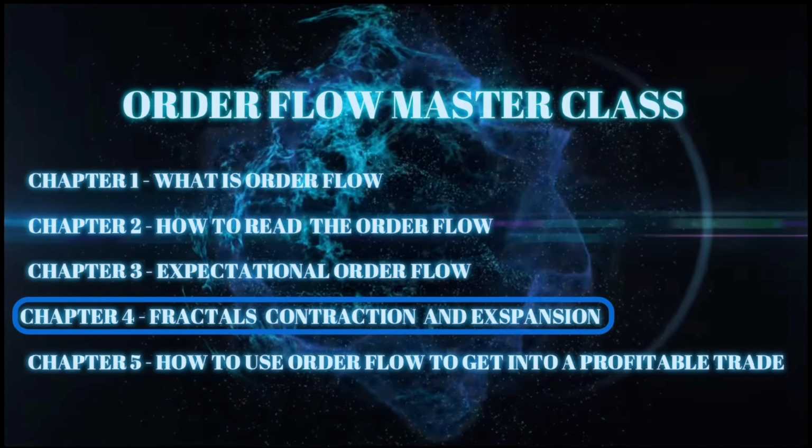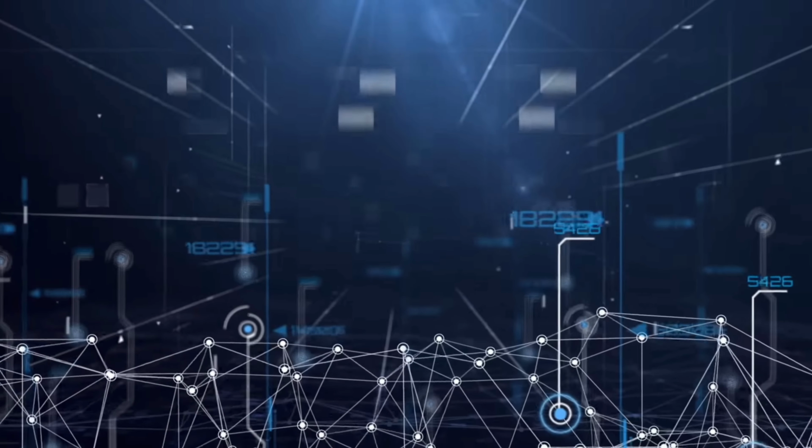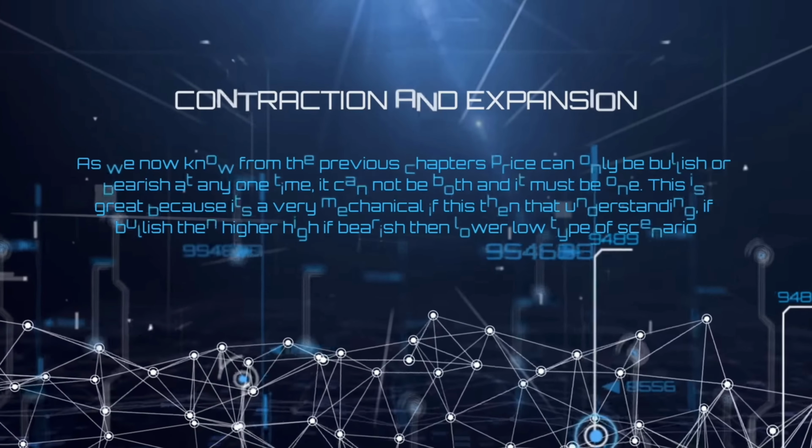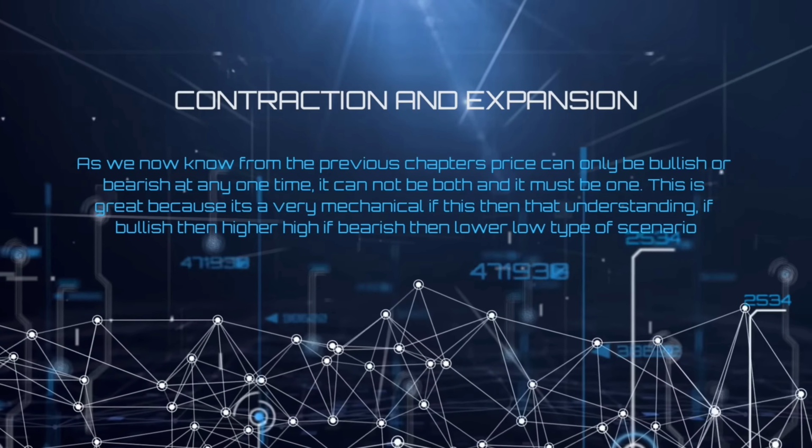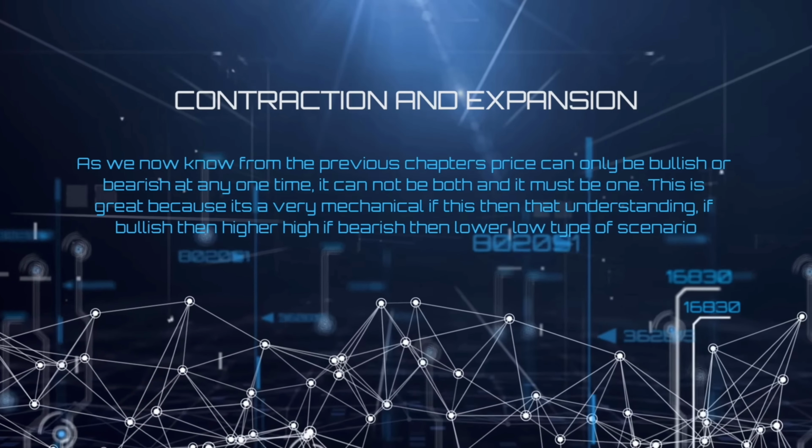Chapter 4, Fractals, Contraction and Expansion. As we now know from the previous chapters, price can be bullish or bearish at any one time. It cannot be both, and it must be one. This is great because it's a very mechanical if this then that understanding. If bullish, then higher high. If bearish, then lower low type of scenario.